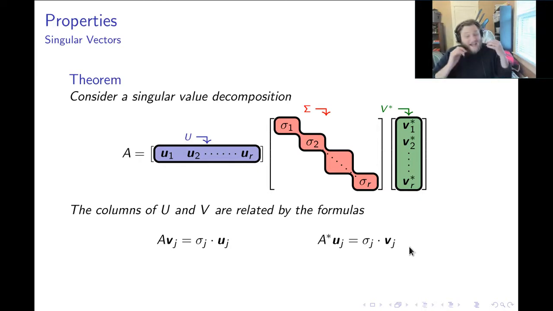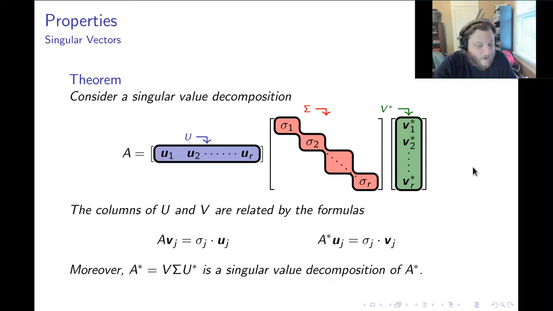So these kind of look like the eigenvalue equations. However, this is completely different because our matrix here is not square, which allows U and V to be of different shapes. Moreover, if we have a singular value decomposition of A, we could take the conjugate transpose of everything in sight and obtain a singular value decomposition of A star. A star is V times sigma times U conjugate transpose.